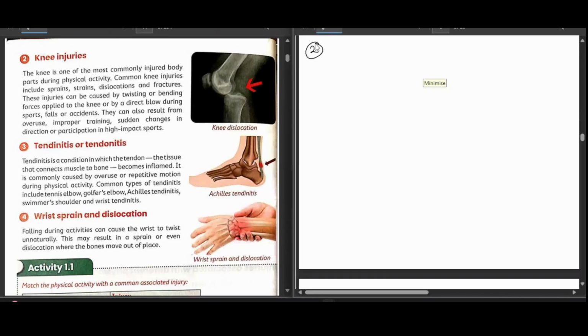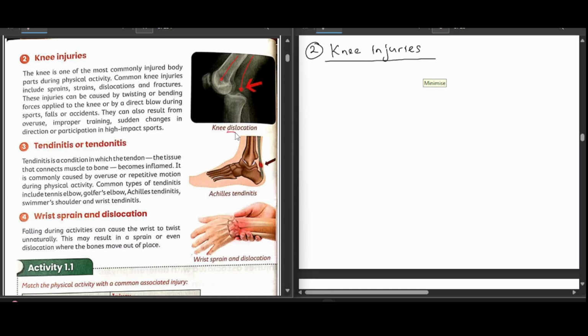When we talk about knee injuries, what exactly are we talking about? So obviously it occurs on our knee. So that's the knee, and here is a picture of a knee dislocation. As you can see, the bone was properly aligned, but here it is dislocated. So this is a knee dislocation.